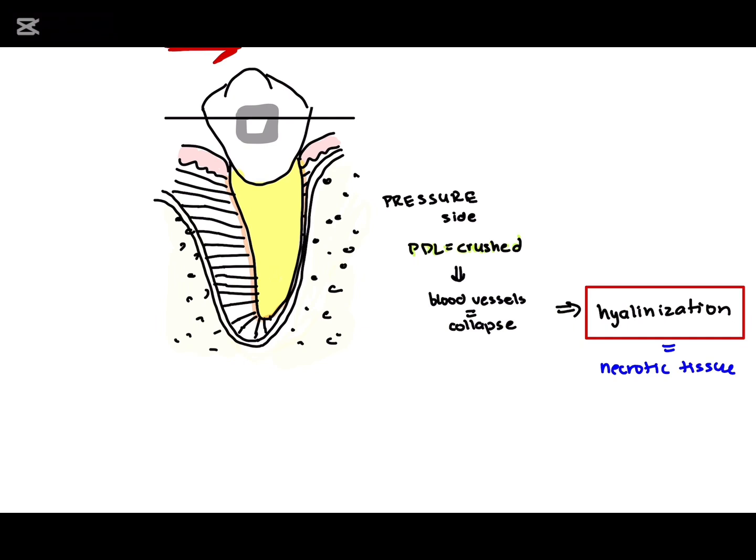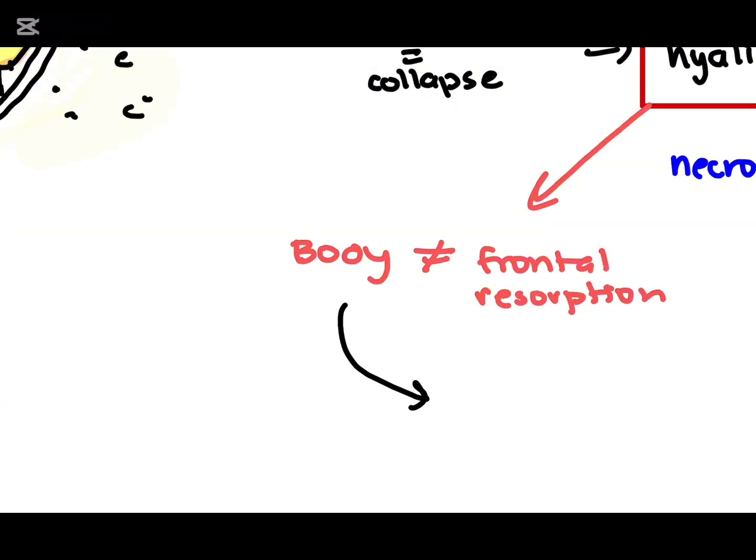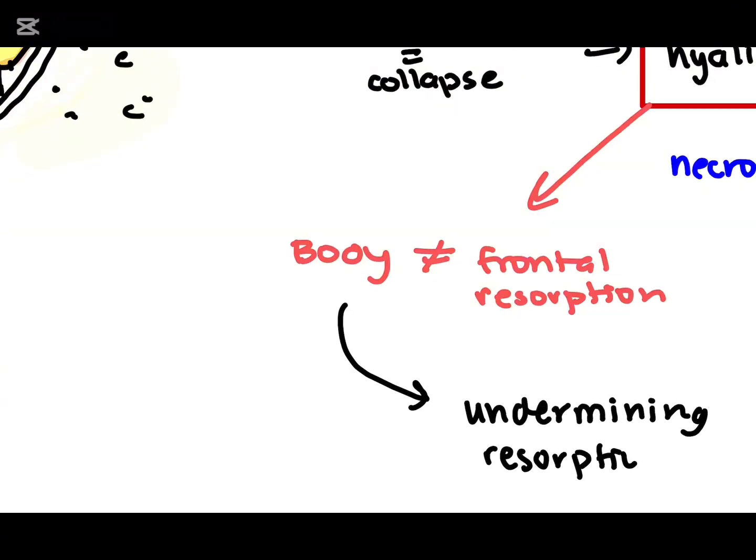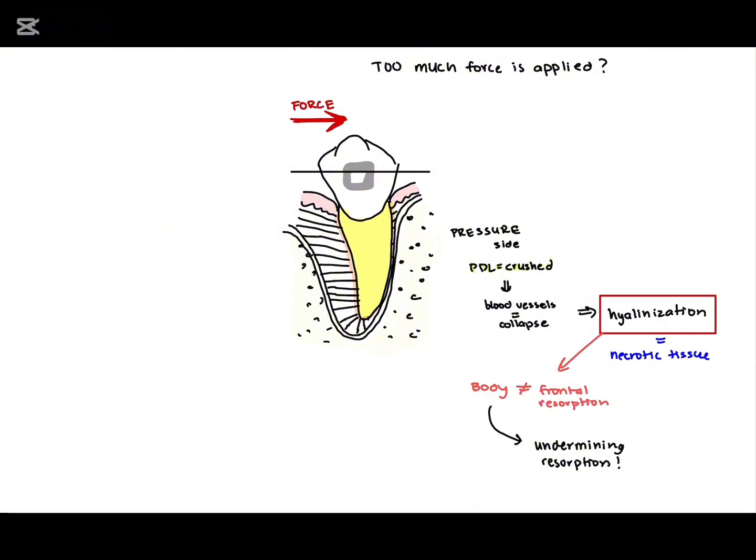In these cases, the body can no longer do frontal resorption because it becomes a necrotic tissue. Instead, it has to work around the dead tissue with something called undermining resorption, which takes longer and is less ideal. Meanwhile, on the tension side, the PDL is overstretched, which means that the blood vessels were torn from overstretching.